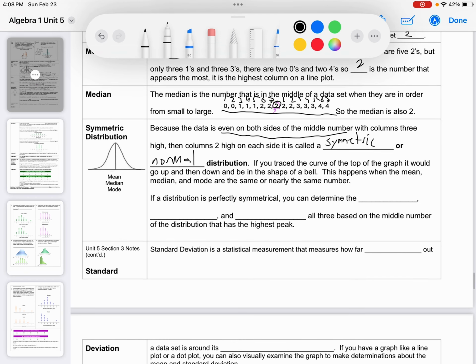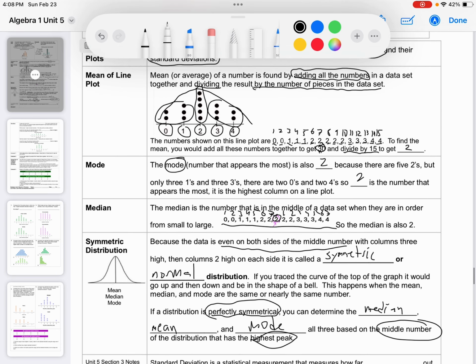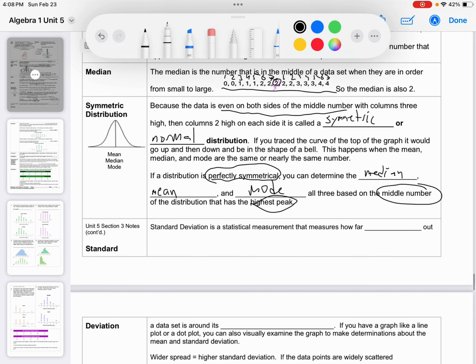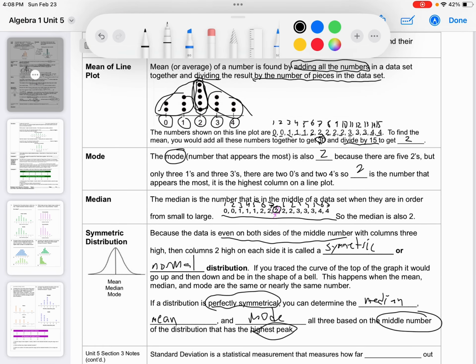If a distribution is perfectly symmetrical, which means it's exactly the same on both sides, then you can determine the median, the mean, and the mode based off of the middle number that's the highest. So if you look at this 2, it's the middle and it's also the highest, so that's going to be our mean, median, and our mode, because these other numbers are exactly the same on both sides.